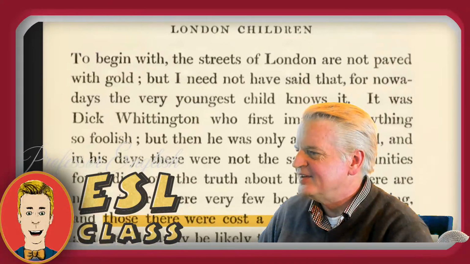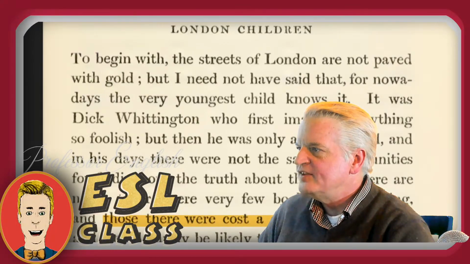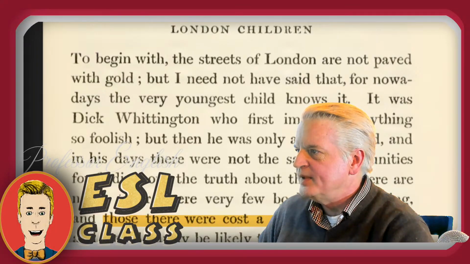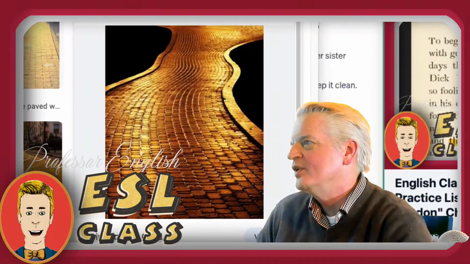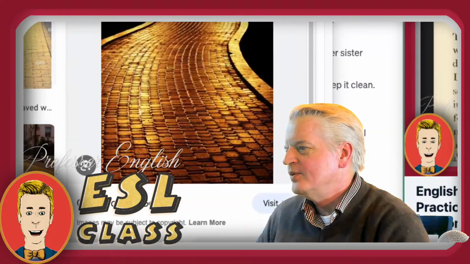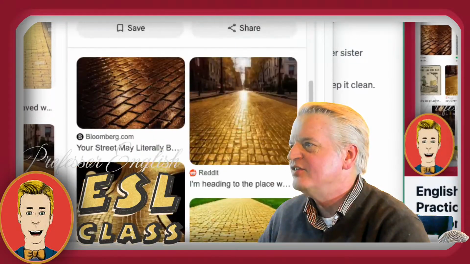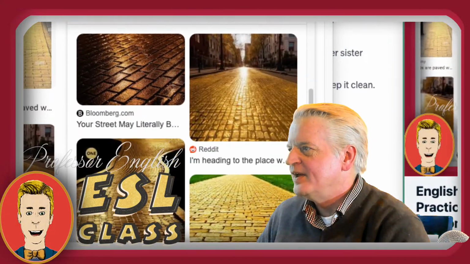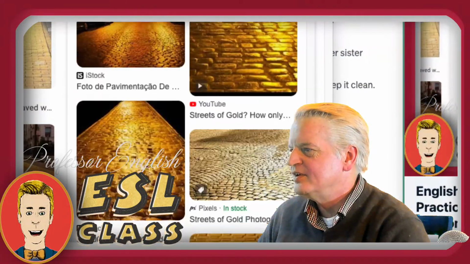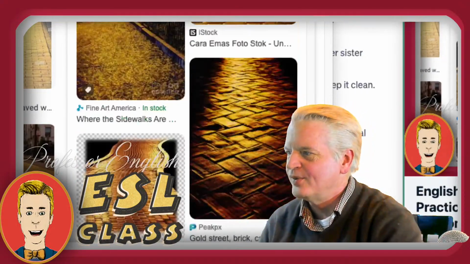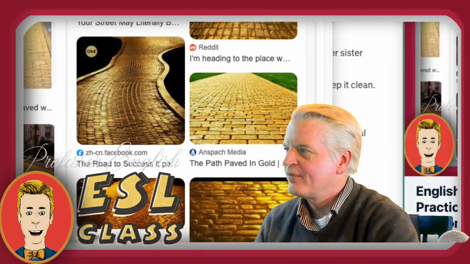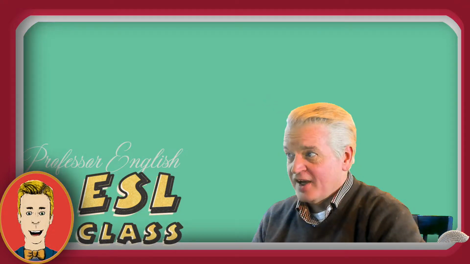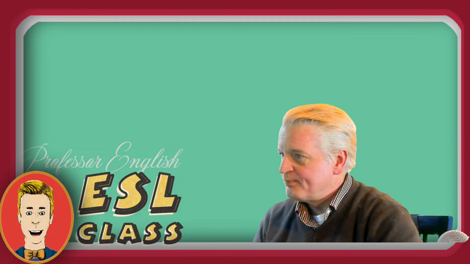So you can imagine, it's an expression. And what it means is that if you go to this place, you'll be rich, or it's a wonderful place to be. When they say the streets are paved with gold, that means the streets are covered. The top of the street is covered in gold, like it's the most wonderful place in the whole world. It's a pretty common expression, actually.